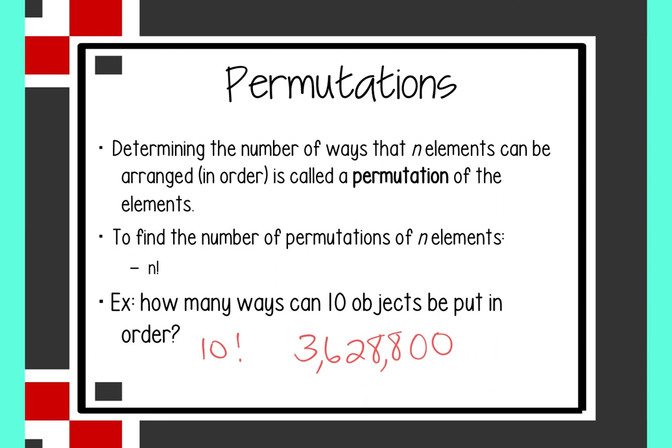3,628,800 different ways 10 items can be put in order, which seems ridiculous, right? It's just 10 little items, okay? But that is a permutation.